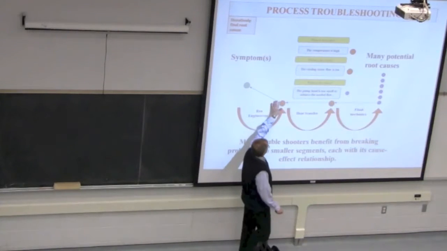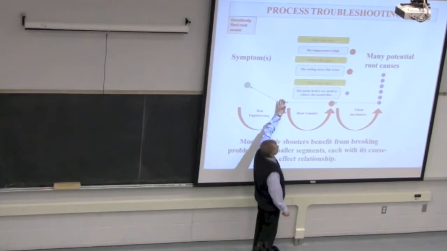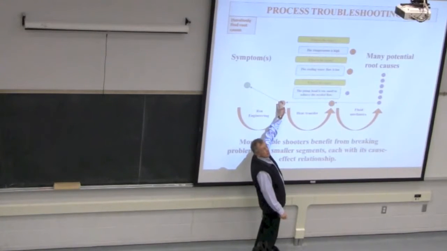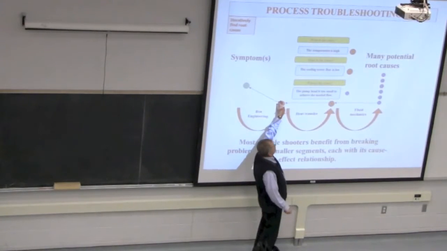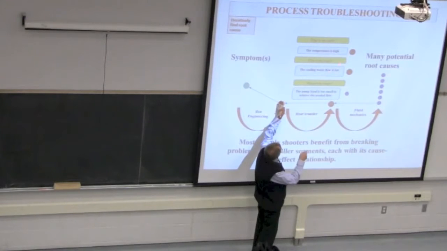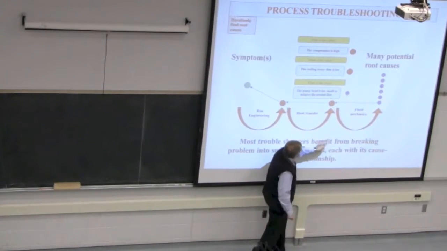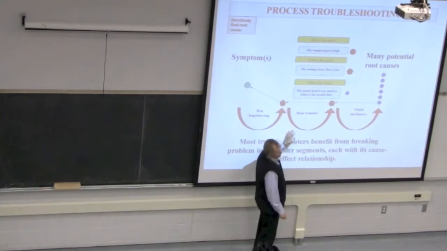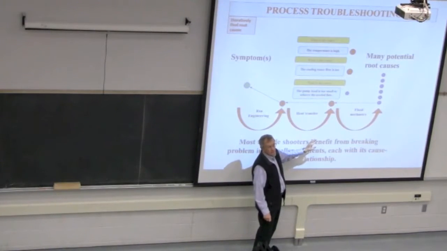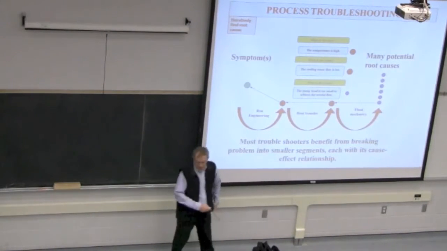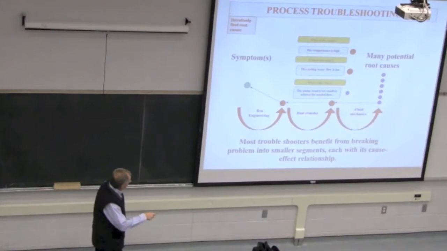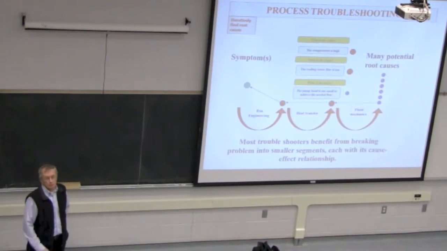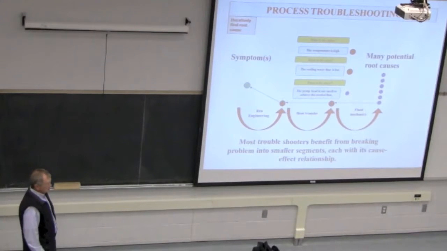Now remember, this is not unique. We may have several potential causes for the low temperature. So this one is the cooling water flow is too low. There may be another path going down to another root cause, that maybe the cooling water temperature is too hot. So we're going to have to follow each path, and at each step we use different physical principles and understanding of equipment.